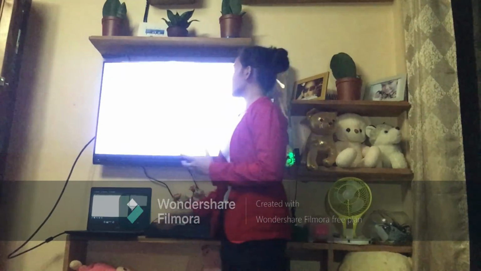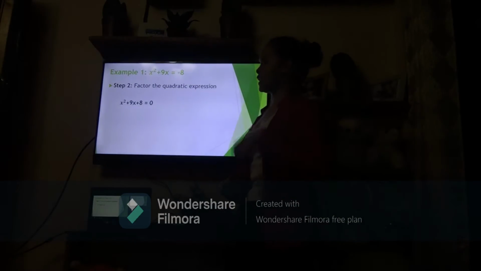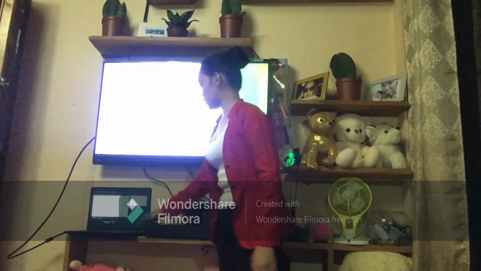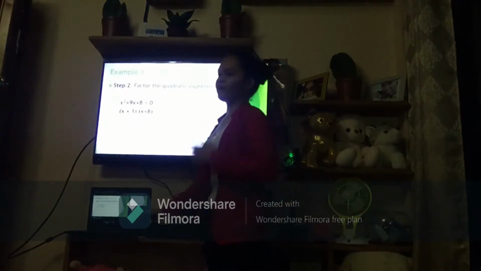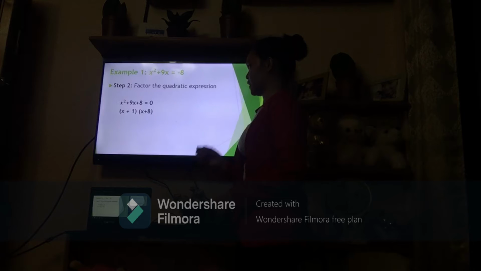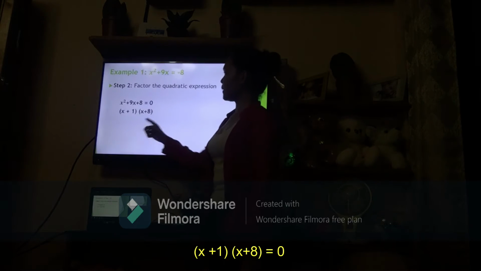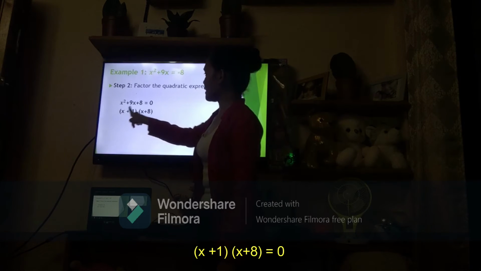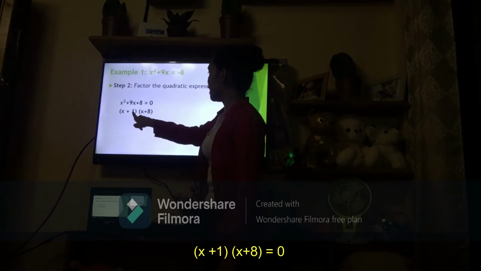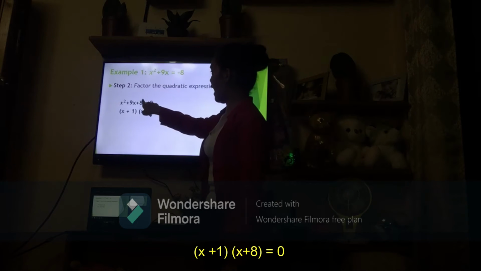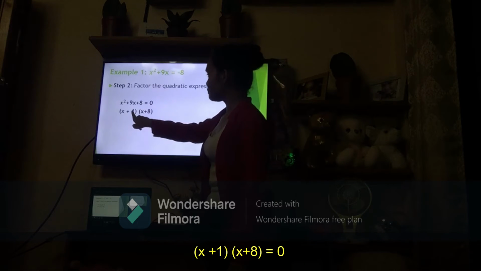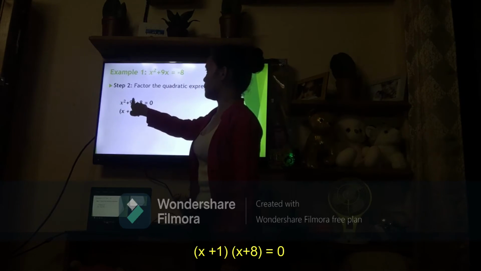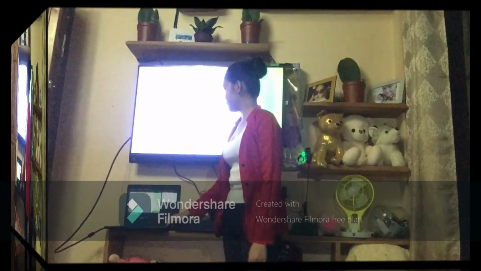Step 2. Factor the quadratic equation. After you transform the equation into standard form, you will factor it. So the factor of x squared plus 9x plus 8 is equal to 0 is x plus 1 times x plus 8. We will just multiply x times x, we will get x squared. 1 times 8, we will have the third term which is 8, and then 1x plus 8x, we will get the middle term which is 9x.